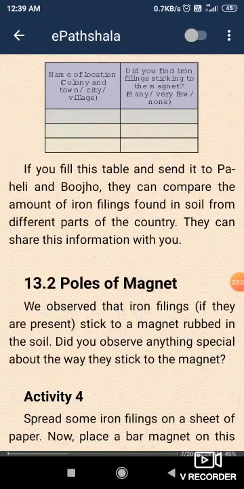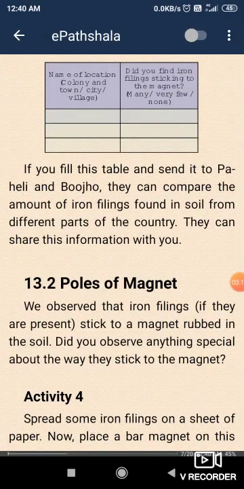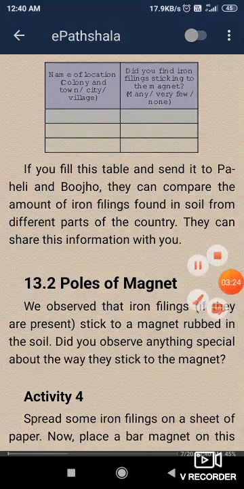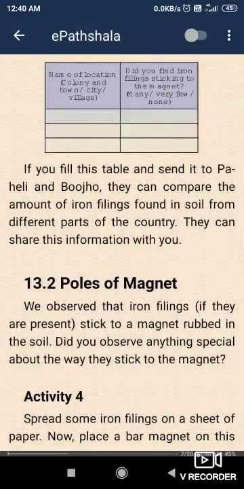Students, activity 3 you have to do by yourself. Okay. Now next, poles of magnets. Attraction between two poles: opposite poles of two magnets attract each other. It is called attraction. Got it, children?